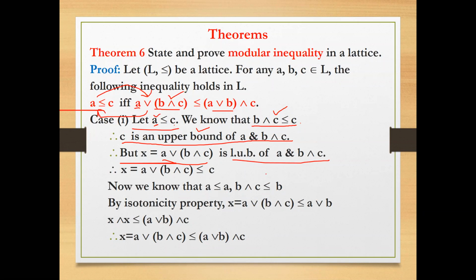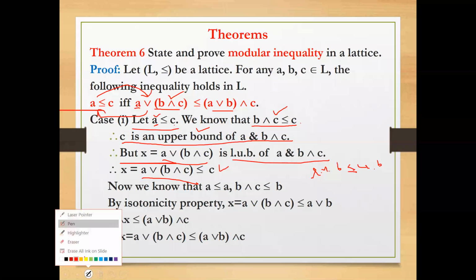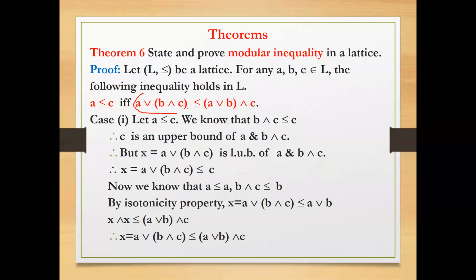Now again the same thing: one is an upper bound, one is the least upper bound. So what is the relation between the least upper bound and an upper bound? The least upper bound is less than or equal to the upper bound. So the least upper bound is A join B meet C and the upper bound is C. Now we have proved that this whole term, the left hand side, is less than or equal to this C. Now we shall prove that this term is also less than or equal to A join B.